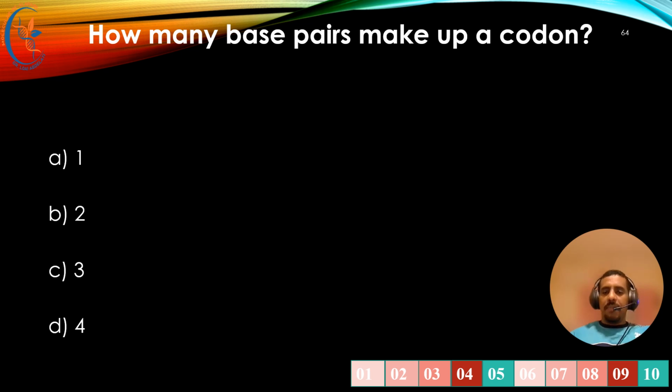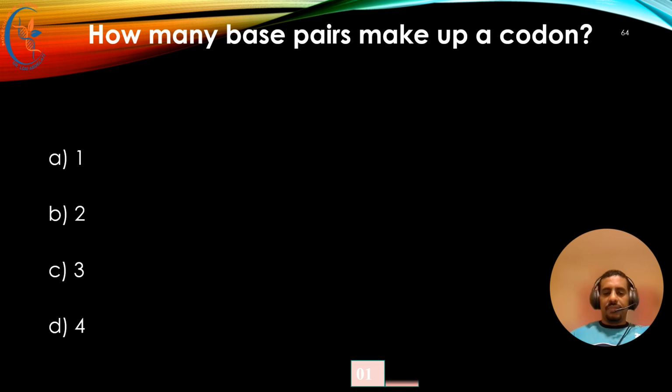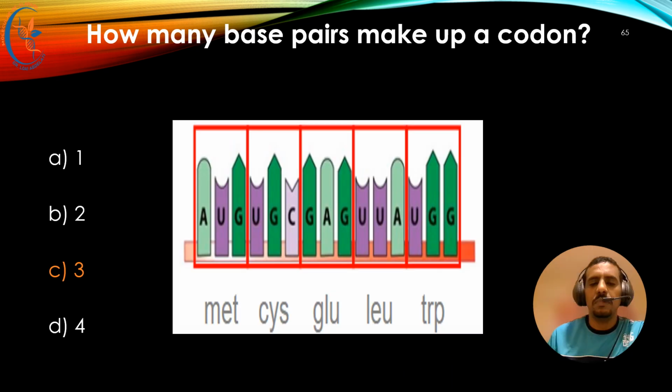How many bases make up a codon? 1, 2, 3, 4. 10 seconds. Actually, a codon consists of three nucleotide bases in messenger RNA. Each nucleotide base represents one of four possible nitrogenous bases: adenine, cytosine, guanine, or uracil in messenger RNA. Therefore, the correct answer is C, and a codon is composed of three bases. All right. So let's move to the next question.